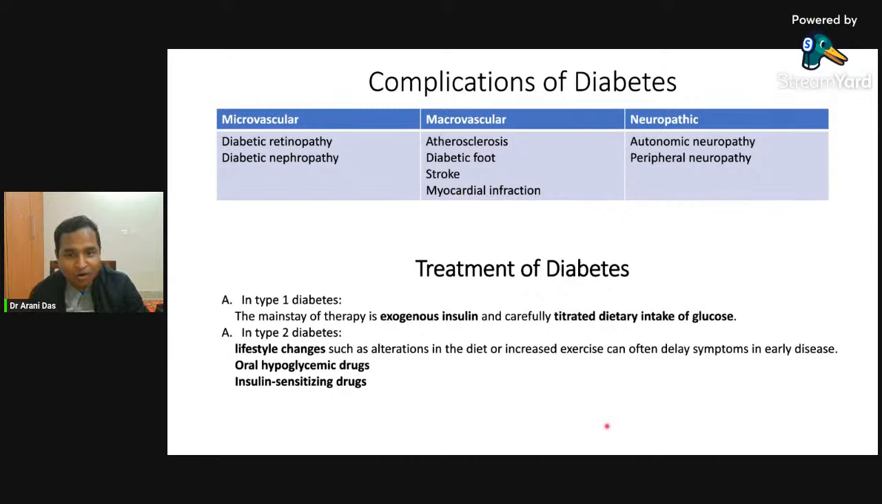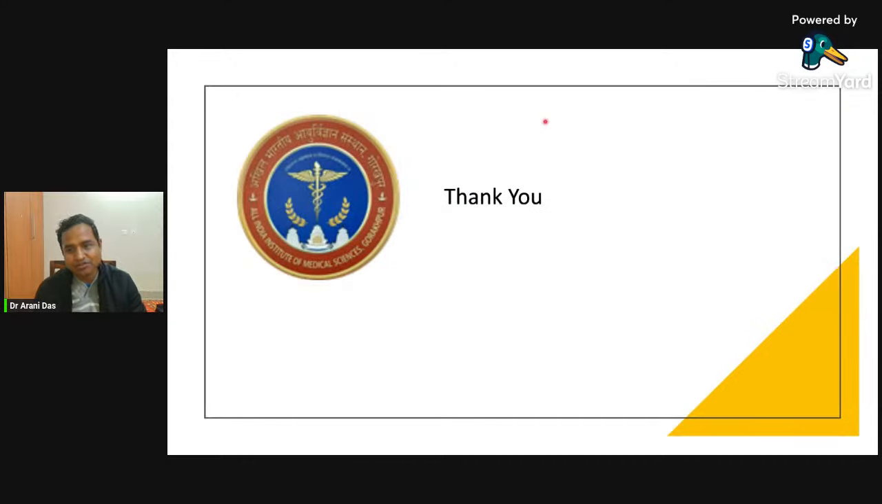So this is all about different types of diseases in the endocrine gland. There are many more diseases associated with endocrine glands and the endocrine system, but for undergraduates I think these common diseases are important.